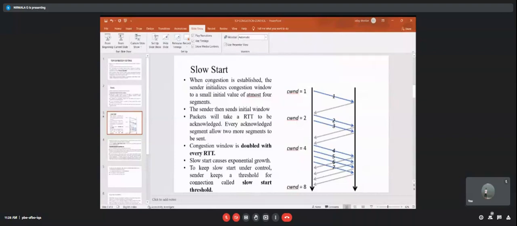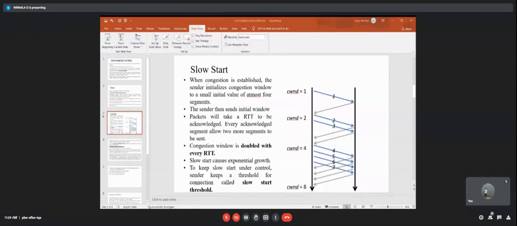So this is one of the mechanisms of congestion control with TCP. So what is the slow start mechanism? The slow start mechanism initializes the congestion window value. Initially it will be set to at most 4 segments. That will be the initial size of the congestion window. Whenever the packets are transmitted, after the acknowledgement is received, the congestion window size will be doubled. So the congestion window is doubled with every RTT.